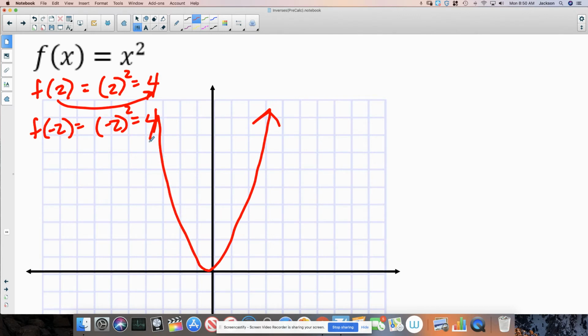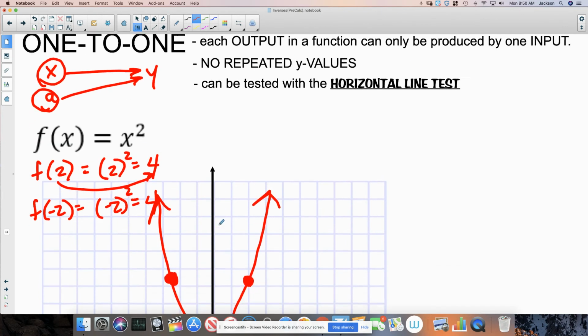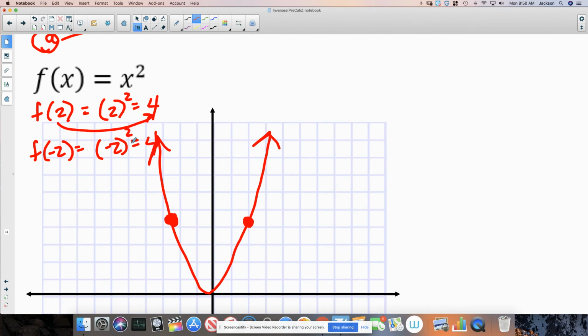So take a look. Here's our parabola for x squared. When we plug in a 2, let's say this point right here is (2, 4). Let's say this point here is (-2, 4). That's okay. This function passes the vertical line test, so we're good to go with that. We had two different inputs that gave us the same output.